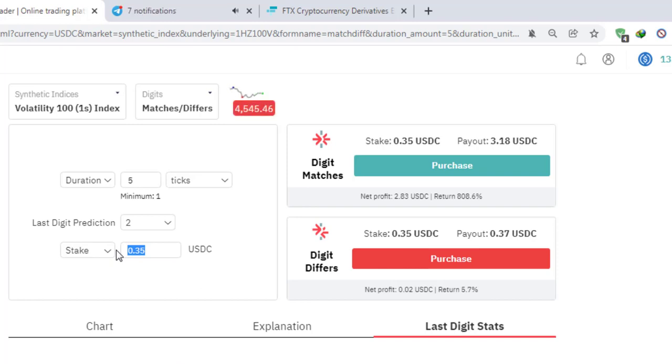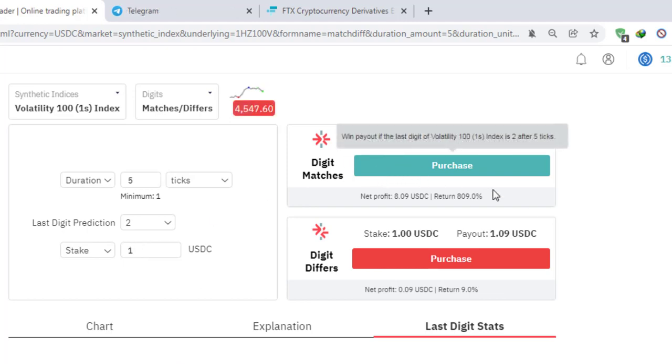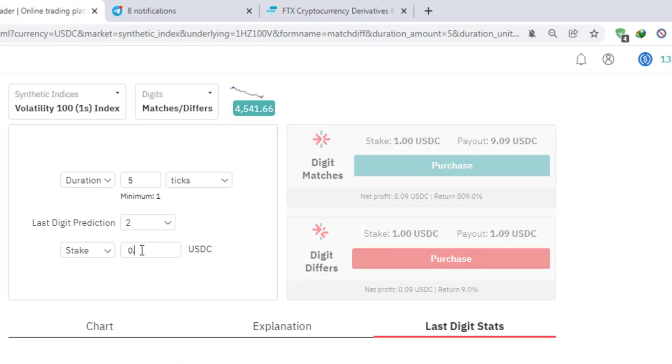You want to make profit. So if you put 1 here, you can see that each time you are correct, on that $1 you make $9. So I'm going to set it back to 0.35 now. So what we want to trade is this. There's a strategy to trade differs, and there's a strategy to trade matches. But matches pay out well. There's much profit on matches, so I will show us how to trade matches. So I'm going to reset this to 0.35.